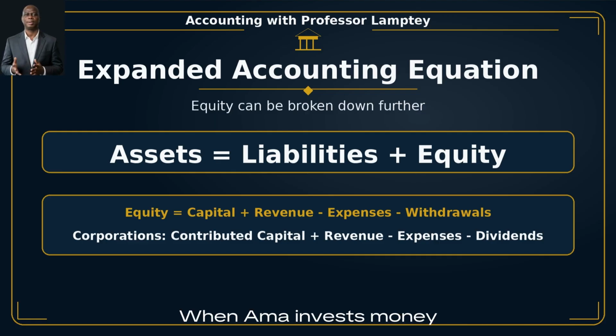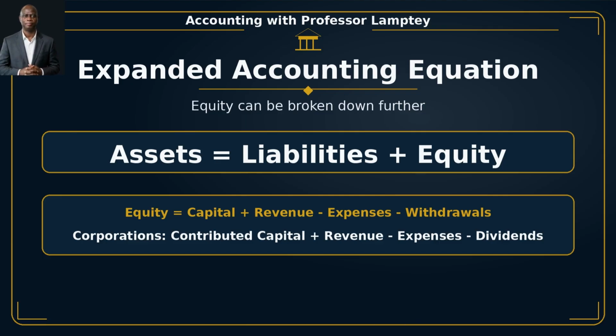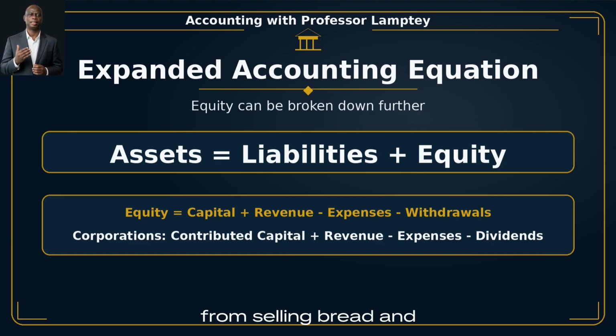When Amma invests money into the business, owner's capital increases. That increases equity. When Amma earns revenue from selling bread and cakes, revenue increases. That also increases equity. When Amma pays expenses like rent, wages, or utilities, expenses increase. Expenses reduce equity. And if Amma takes money out of the business for personal use, withdrawals increase. Withdrawals also reduce equity. For corporations, when dividends are paid to shareholders, dividends reduce equity.